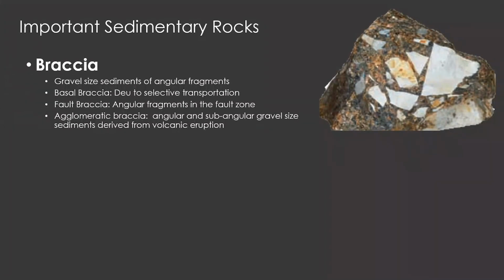What is a breccia? Breccia is a sedimentary rock made up of what size of fragments? That is gravel size fragments. And what is the size of gravel? That is more than 2 millimeter in size. If you see the size of the fragments present in this rock, they are mostly more than 2 millimeter in size. So we call it a gravel size particle.